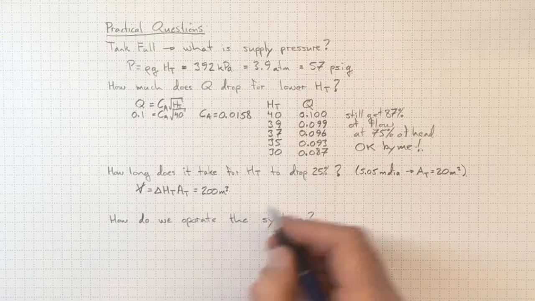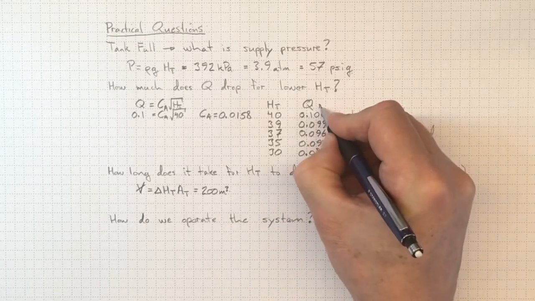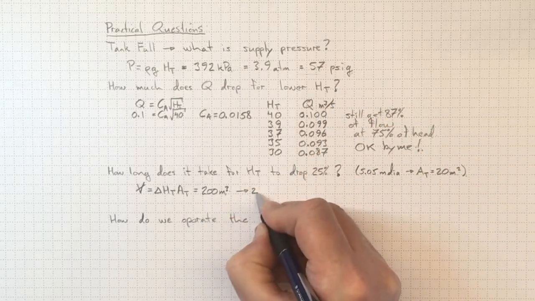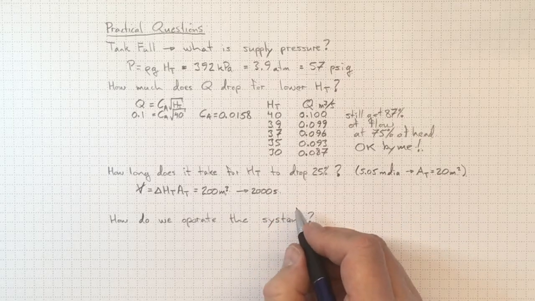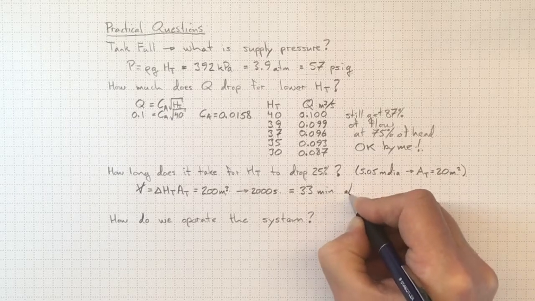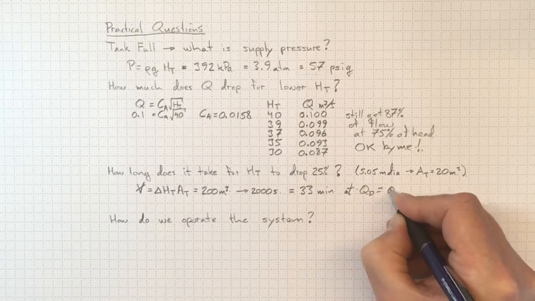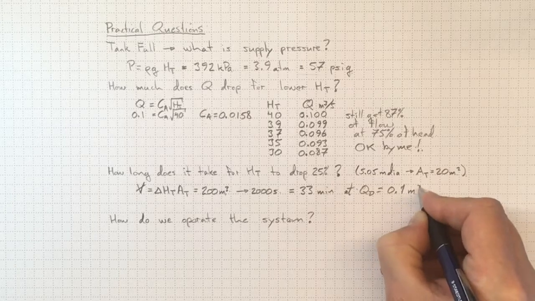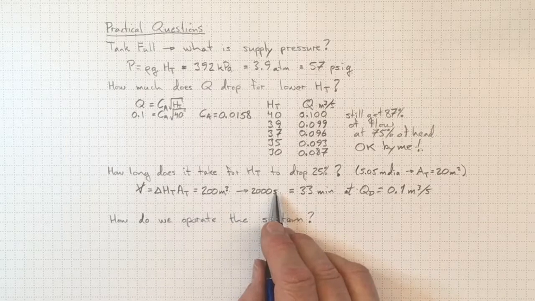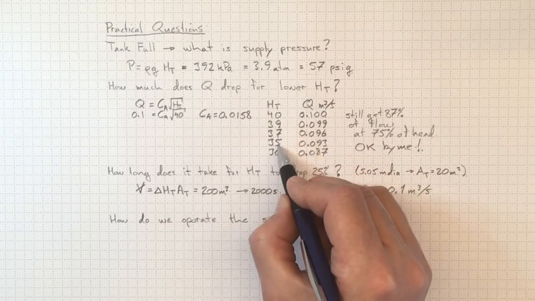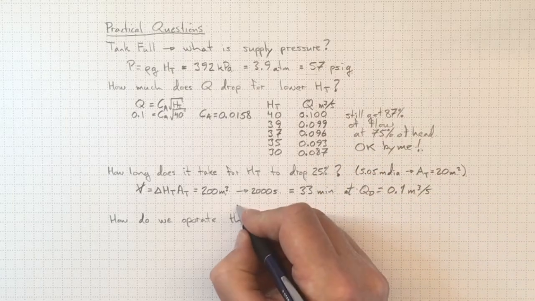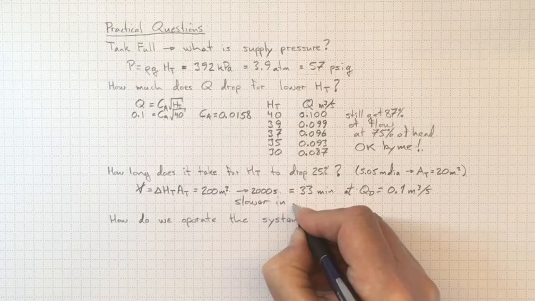If our flow rate is 0.1 cubic meters per second, then to get 200 cubic meters, that'll take 2,000 seconds at the design flow rate. And that's about 33 minutes at design flow of 0.1 cubic meters per second. Now, in reality, it's going to take longer than that because as the height is going down towards 30, the flow is actually going down. So in the real situation, it'll be slower.